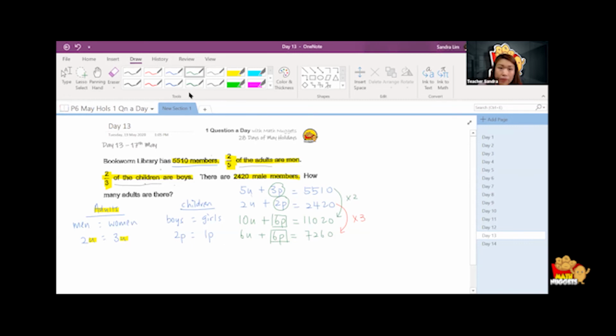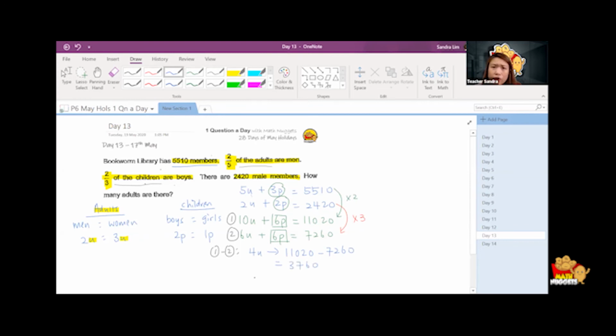We can subtract. Can you see that we can take equation number 1 minus equation number 2? Okay, so I'm going to take equation number 1 minus equation number 2. We have 10 units minus 6 units, which gives me 4 units. Then you see 6 parts minus 6 parts, no more parts. So we have gotten rid of parts by doing so. Then for the numbers, 11020 minus 7260, that will give us 4 parts, which is 3,760.